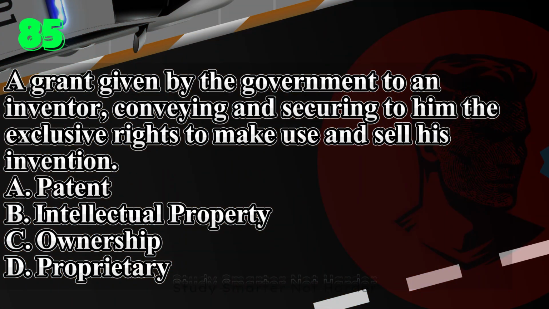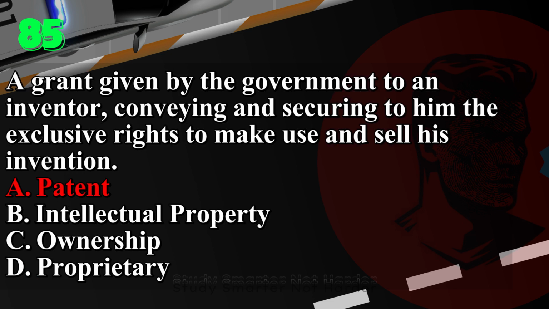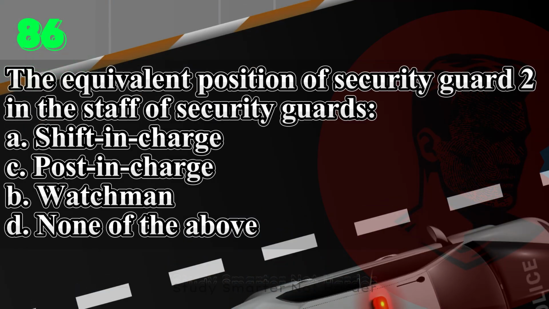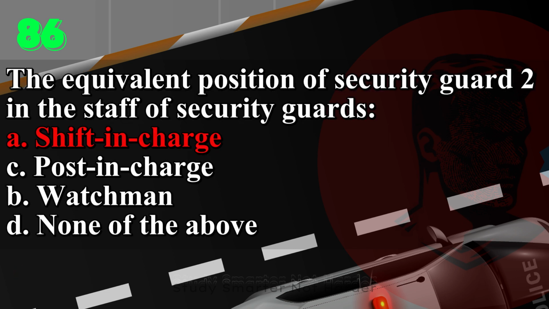85. A grant given by the government to an inventor, conveying and securing to him the exclusive rights to make, use and sell his invention. A. Patent. B. Intellectual property. C. Ownership. D. Proprietary. A. Patent. 86. The equivalent position of security guard in the staff of security guards. A. Shift in charge. B. Watchman. C. Post in charge. D. None of the above. A. Shift in charge.